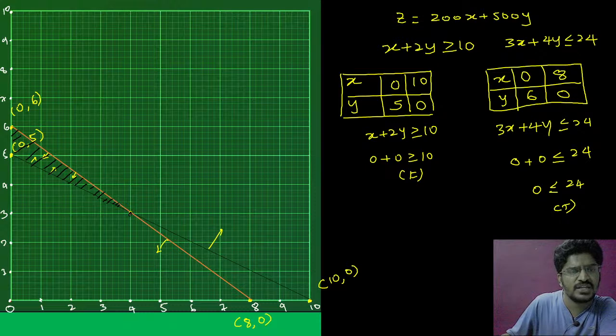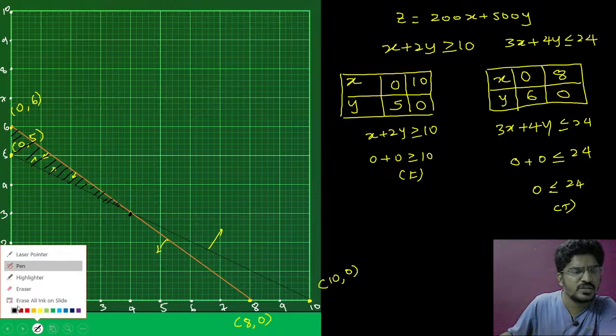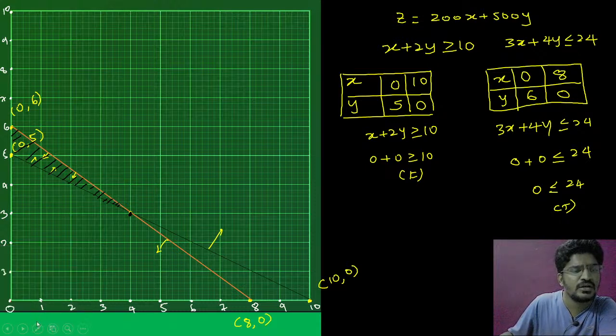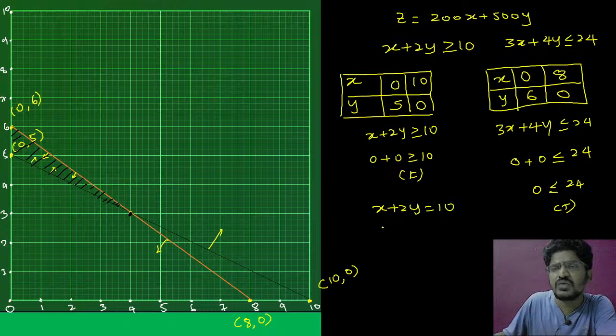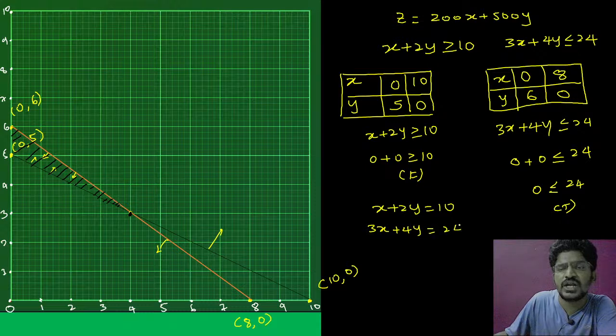So you have to find this intersection point. To find that intersection point, you have to solve the equations. No problem, we can solve it and we can get the points. So see here, what is the equation? X plus 2y equal to 10. Another equation is 3x plus 4y equal to 24.